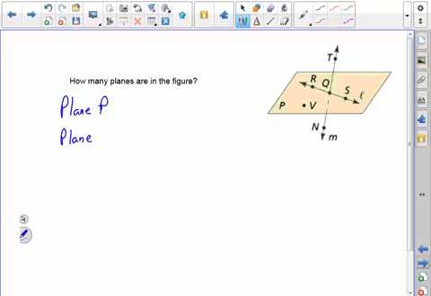Now I can't say plane RQS because those 3 points are on the same line. And I can't say plane RVS because also those 3 points are on the same plane as P, so it's just another way of naming the same thing. But let's see if we can identify any other points that are not on the same plane. Well, here's point V, here's point S, here's point T.